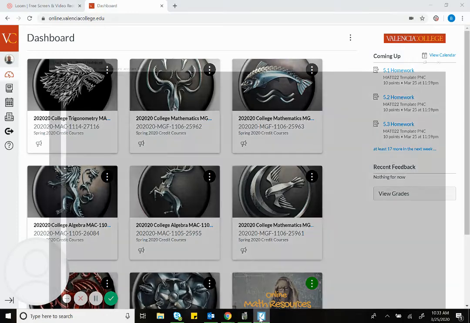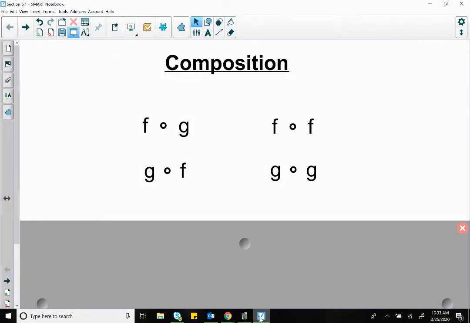Let's get started with section 6.1. So this is our last module. And in 6.1, we're going to talk about composition, inverses, and we're going to hit up logarithmics and exponentials. So that's really what we have left.